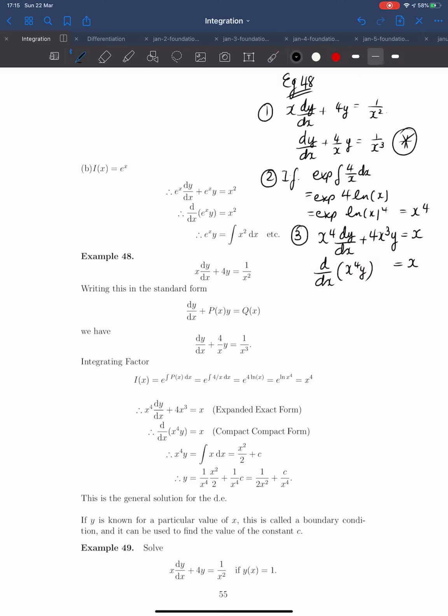And then step 4 is to integrate. So x to the 4 y: add 1 to the power, divide by the new power, plus c. Divide through by x to the power 4. So that becomes a 1, that becomes a 2. y equals 1 over 2x squared plus c over x to the power 4.